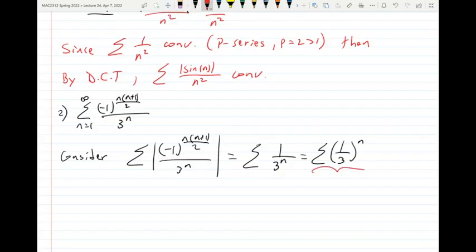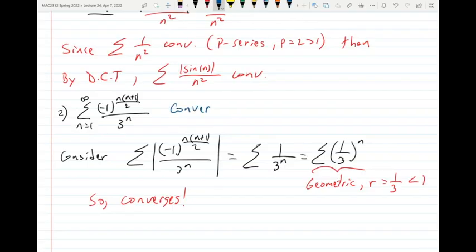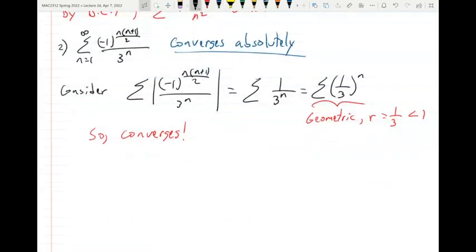Okay? So now we see that this is geometric with r equals 1 over 3. It's less than 1. So what do we know? It converges. But if it converges, what can we say about the original series? It converges absolutely, or absolute convergence. Yes?